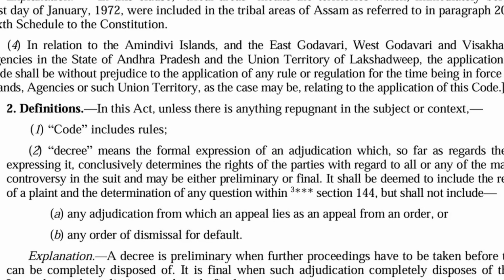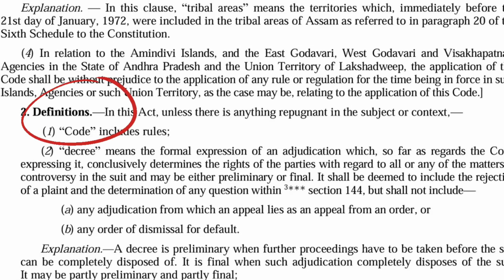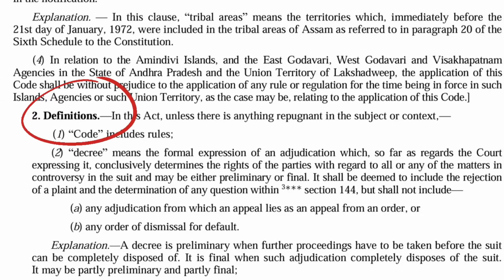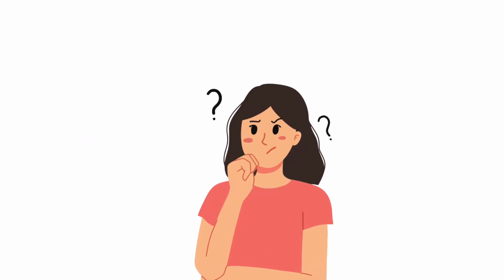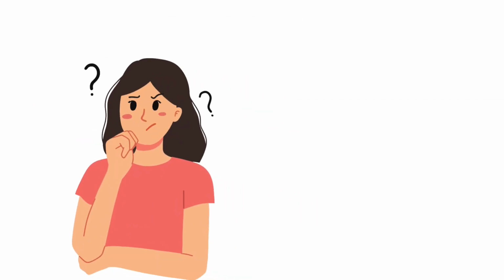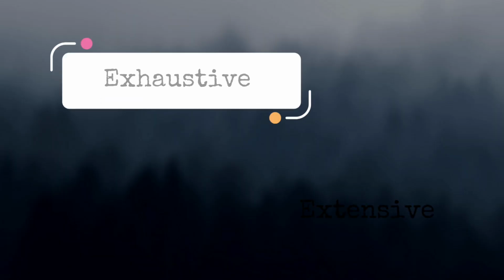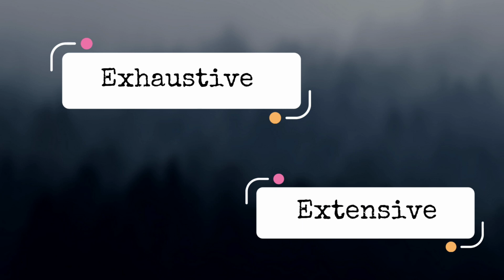Definitions. Legal statutes often include sections defining key terms crucial for interpreting specific words or phrases as intended by the legislature. The purpose of this is to avoid confusion when the term appears at various places in the statute. The definitions may be exhaustive or may be extensive. These definitions in legal texts use specific language.